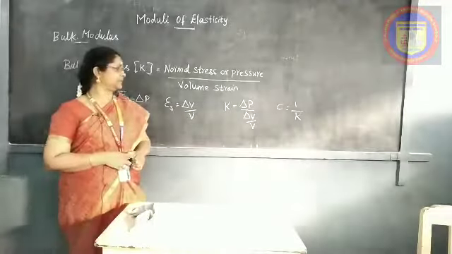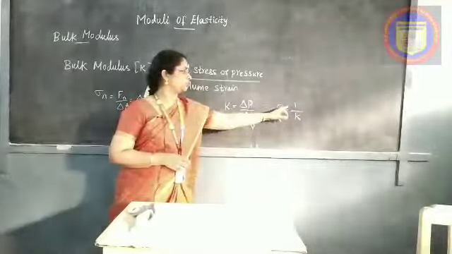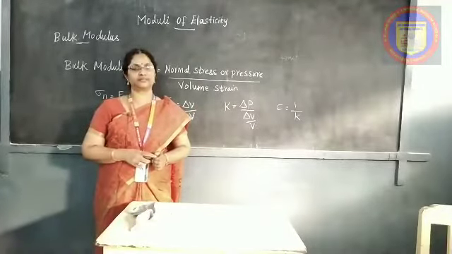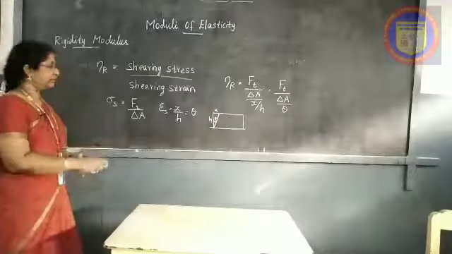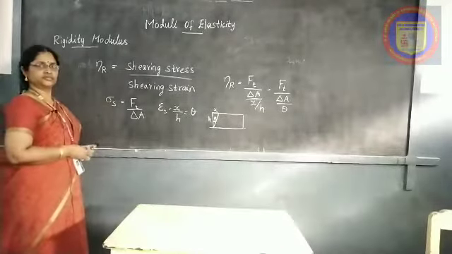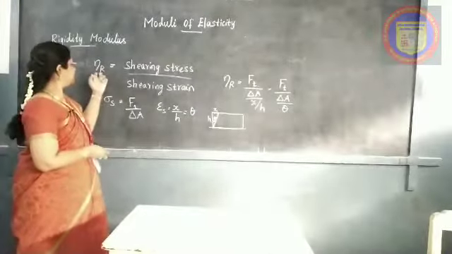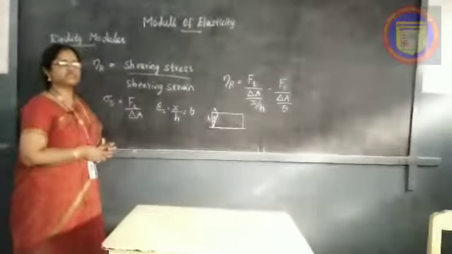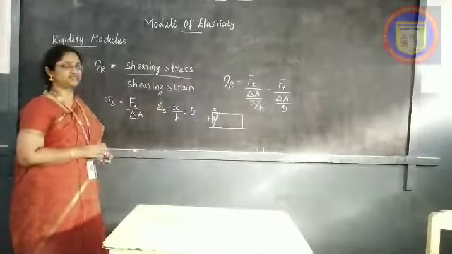So compressibility C is equal to 1 by K. The reciprocal of bulk modulus is called compressibility. The next one is going to be the rigidity modulus. In this we see the symbol eta R, which is given for rigidity modulus, which is nothing but shearing stress by shearing strain.